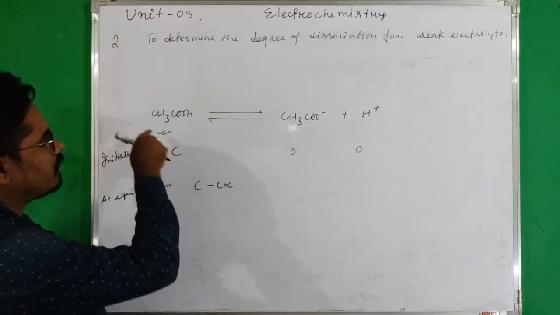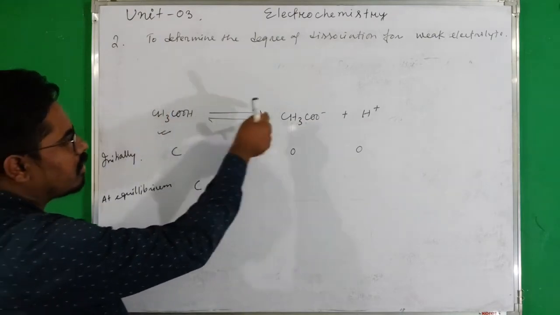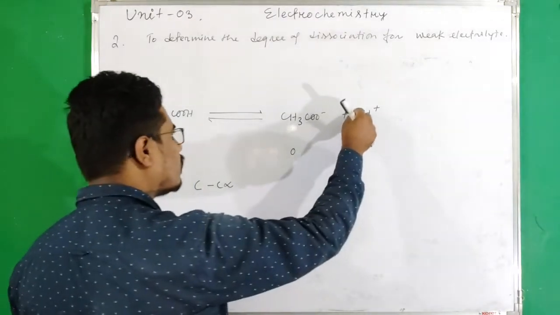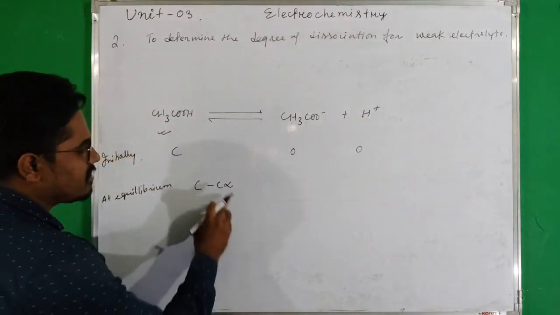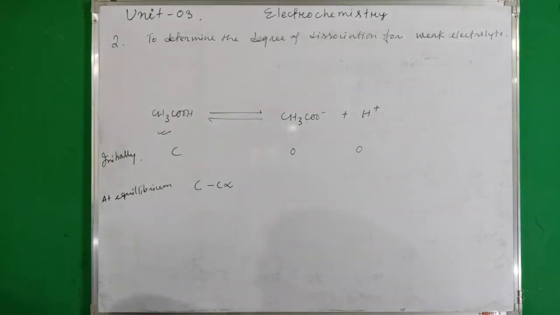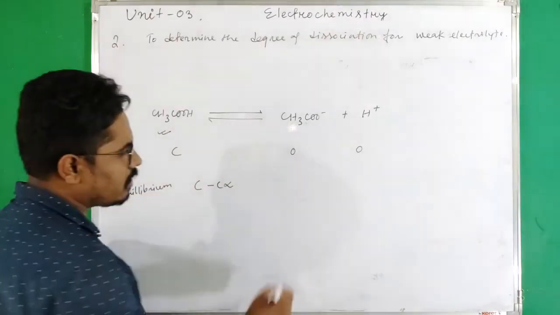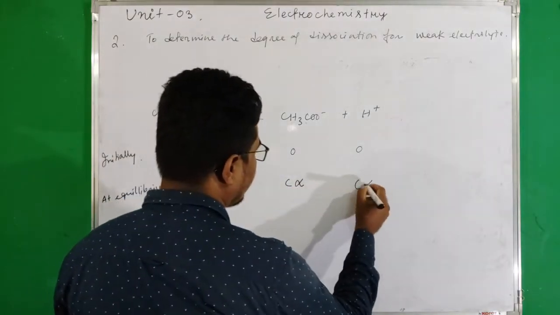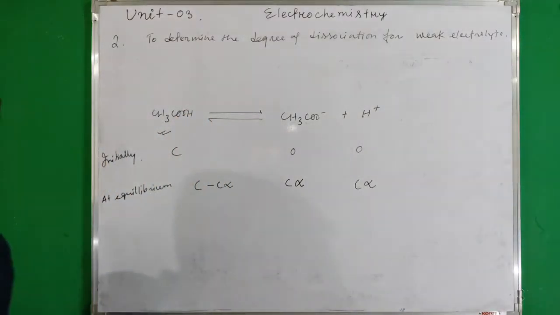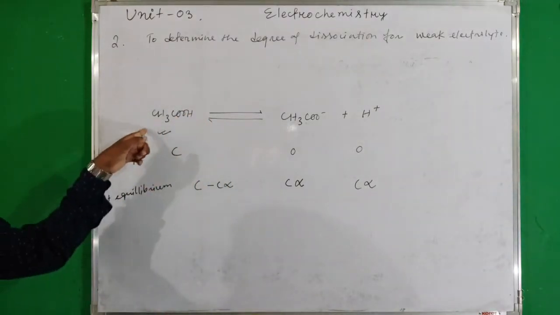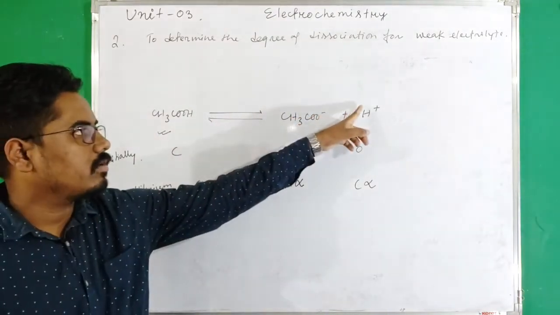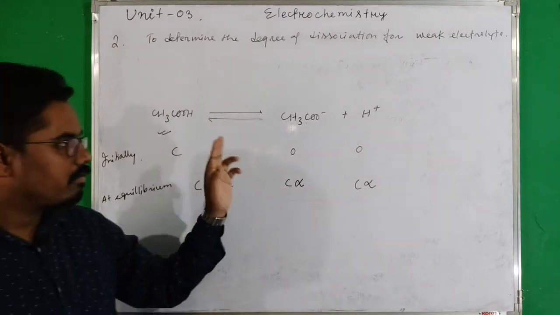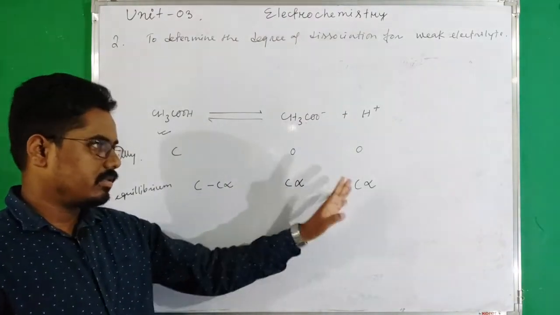So from the equation we have seen that 1 mole of acetic acid is giving 1 mole of acetate ion and 1 mole of H positive ion. So when C alpha amount of acetic acid will dissociate, then the amount of acetate ion formed is C alpha and the amount of H positive ion formed is C alpha. One is giving 1 for acetate ion and 1 for H positive ion. Therefore when C alpha will dissociate, then the amount formed is C alpha and C alpha.